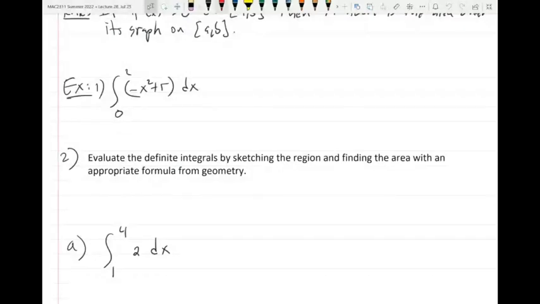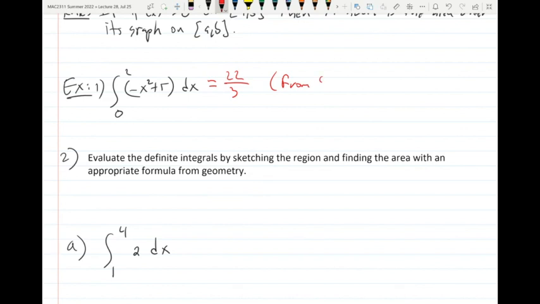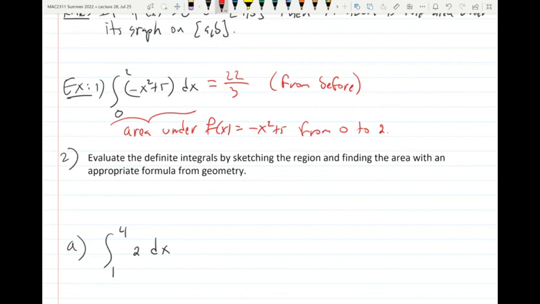This one is not from geometry, but it is our first example because we already calculated this the hard way. What was the answer here? 22/3. This is 22/3, and this is just from before. Why? Because we can recognize that since this is positive, what I'm asking you is the area under the graph of this function from 0 to 2. Since this function is positive, this represents just the area under the function f of x, which is negative x squared plus 5, from 0 to 2. And that was exactly what we computed before. Once we talk about the fundamental theorem of calculus, we are going to go back and do this using that, and you will see how nicely we do it in just one little line.